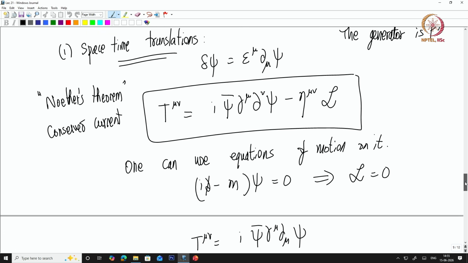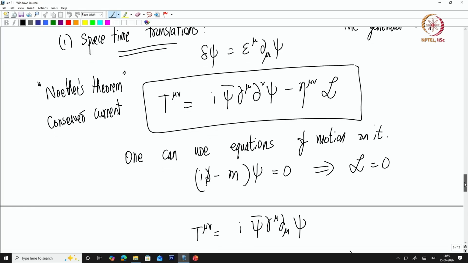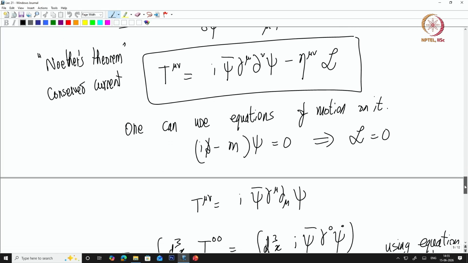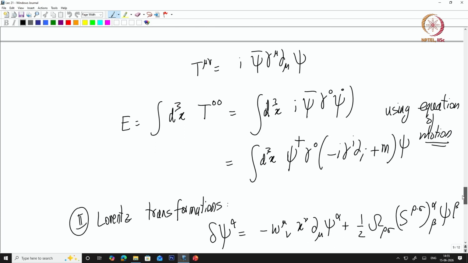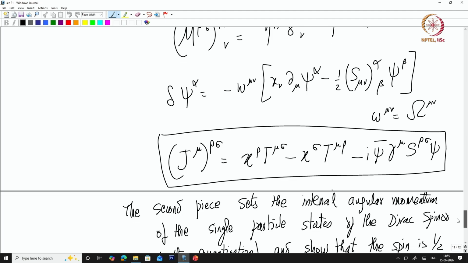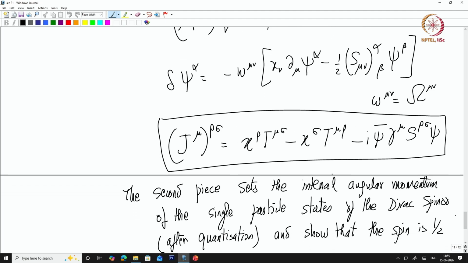Then we looked at a couple of transformations. One is the space-time translations, which conserves the energy momentum tensor, and then there are the Lorentz transformations, which conserve the boost and also the space part of the energy momentum tensor, and also give you the internal angular momentum of the Dirac equation.